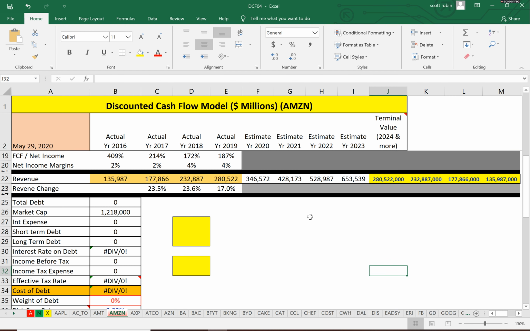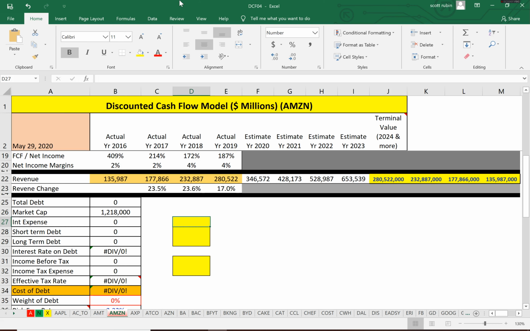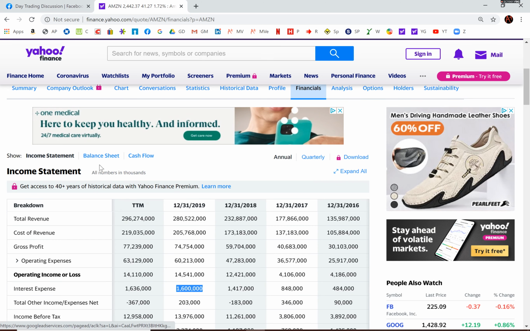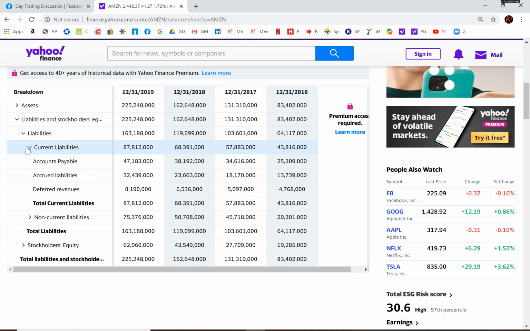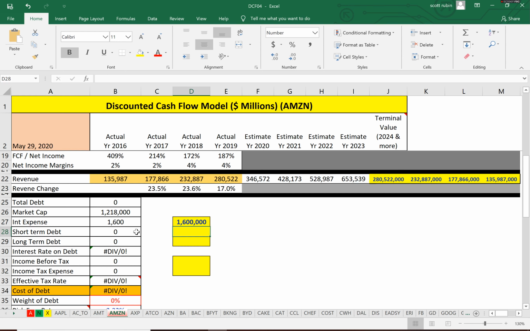Now we need to look at the capital structure of Amazon to figure out the discount rate we need to apply to the future free cash flows. So the interest on the debt is 1.6 billion. Now let's see how much debt they have. We'll go to the balance sheet. In the liability section, no current debt, long-term debt of 23 billion.